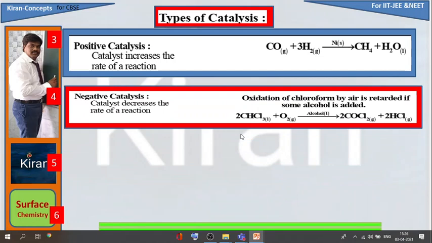Negative catalysis. The catalyst decreases the rate of reaction. The speed of the reaction will be decreased when you add alcohol here for this reaction. So this is an example for negative catalysis.